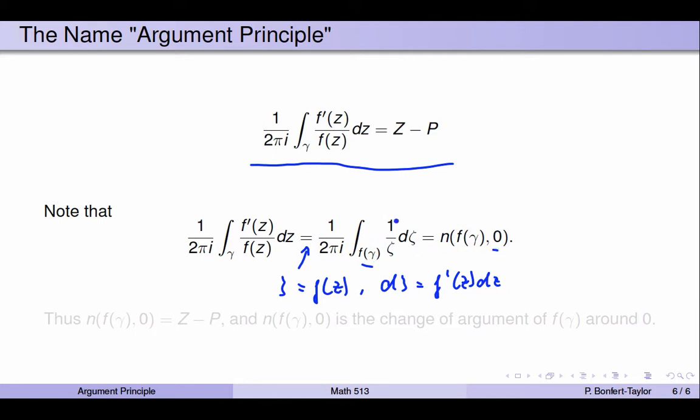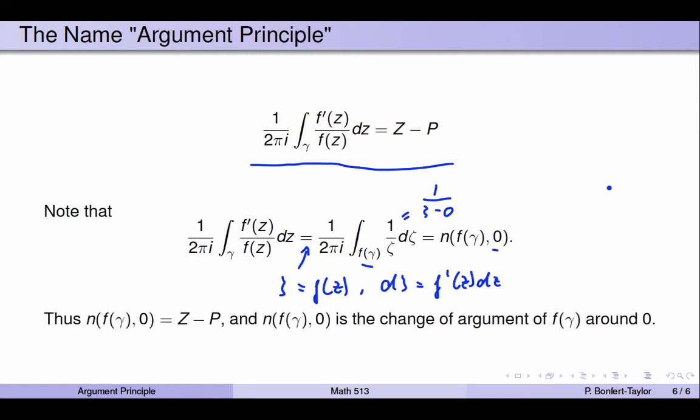Because here, the integrand is 1 over zeta, which is 1 over zeta minus 0. So it's exactly the form that the integrand has in the winding number formula. So this is how often the curve f of gamma winds around the origin. But how often does the curve wind around the origin? Well, it tells you the change of the argument of f of gamma around 0. If you walk around f of gamma, how much does the argument change?